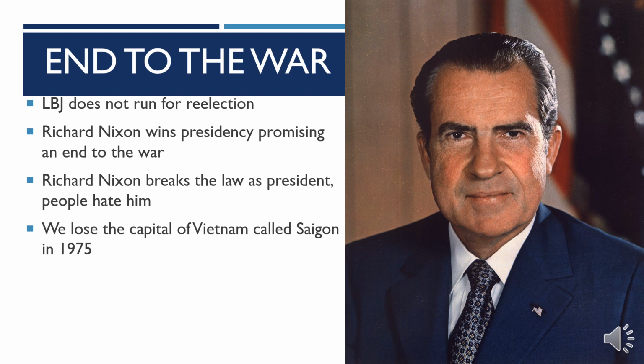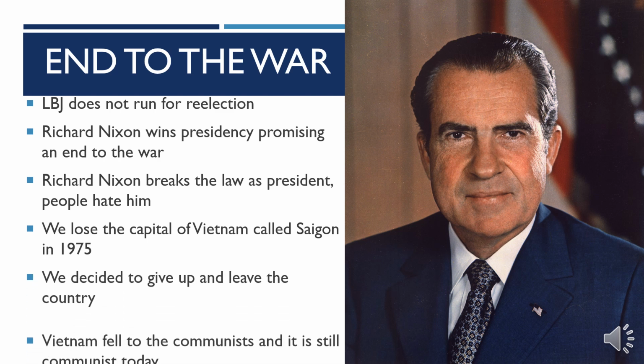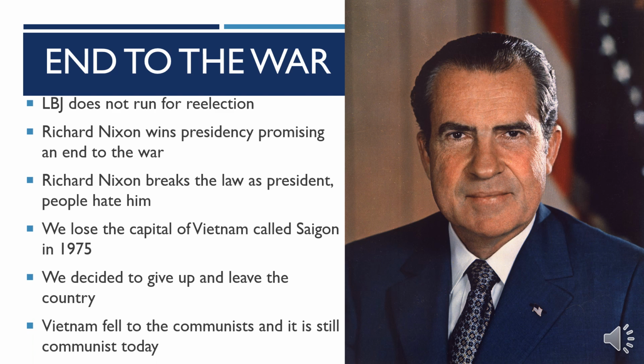And then what happened is in the year 1975, we lost the Vietnam War. The North Vietnamese swept into South Vietnam, and the capital of South Vietnam, called Saigon, fell. And the North Vietnamese swarmed that city, and they declared victory, and we just left. And we gave up, and we went home. So after 20 years of being involved in Vietnam, we were done, and we lost the war. And so we left the country, and then Vietnam fell to the communists. And so North Vietnam and South Vietnam are one country today. And they are still communist today because we lost the war and communism took over the country.